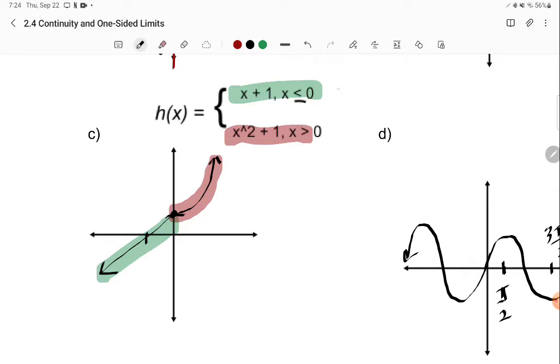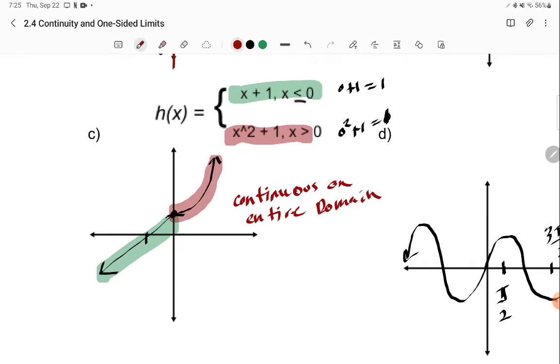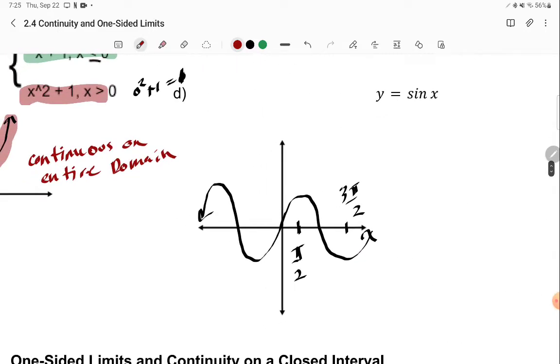And you can double check that here. When you plug in h of 0 here, it's 0 plus 1, that equals 1. Then 0 squared plus 1 equals 1. That means their y values are the same, which means it is continuous. So in that case, it is continuous everywhere, we'll say on the entire domain. And the last one is also true. This one is also continuous on the entire domain.